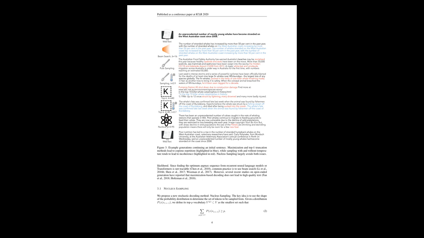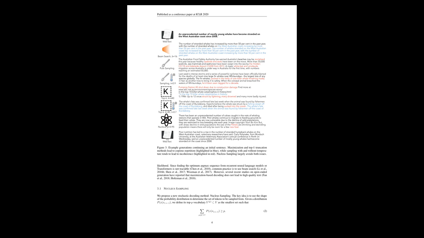NLP method, nucleus sampling. The technical portion of the text introduces a new stochastic decoding method called nucleus sampling, proposed to address issues with existing text generation methods like beam search and maximization-based decoding, which often lead to low-quality, repetitive, or incoherent text. Nucleus sampling is based on selecting a set of tokens for sampling from a probability distribution of possible next tokens in a sequence.